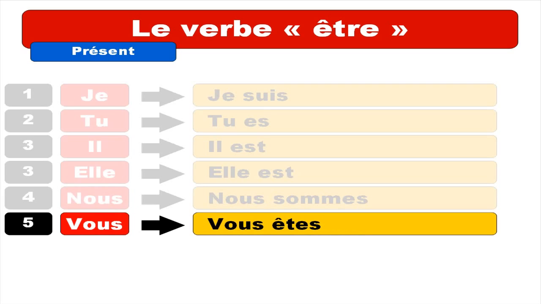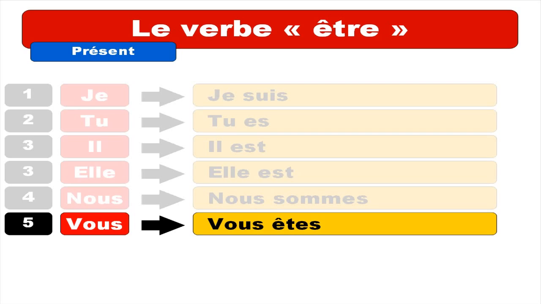The form for vous, vous êtes. So this is the first, just to notice the sound, and after that you should do the liaison. So this small link between the S and the E, so you get vous êtes. Repeat. Vous êtes. Okay, final S, not pronounced.